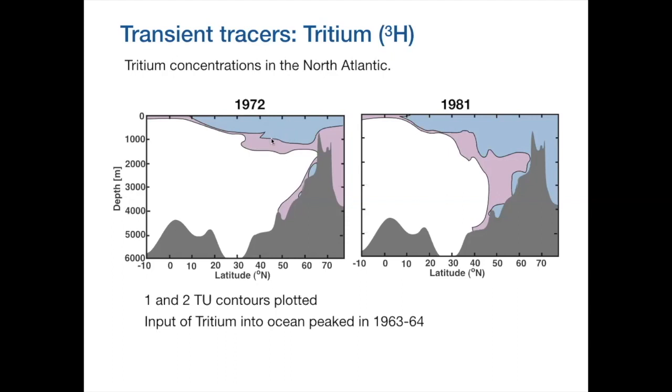And so the sort of mauvey color is one tritium unit, and the bluey color is the two tritium unit contours. So you'll see that in 1972, there is tritium over the entire surface, but it's getting deepest in the North Atlantic here. It gets down to almost 5,000 meters. 9 years later, there is more tritium in the deep ocean, but again, it's all coming down from the North Atlantic rather than directly down from where it's been at the surface in the tropics.